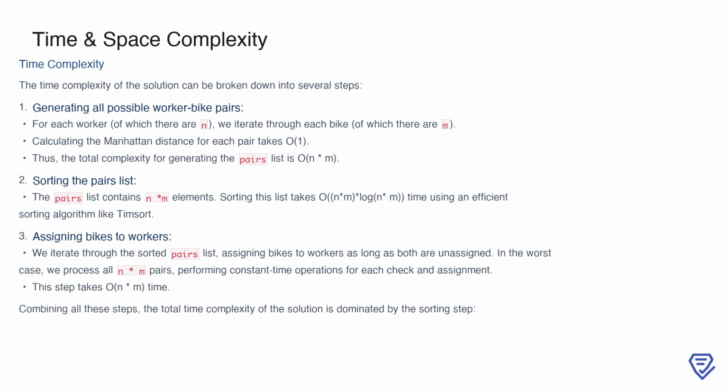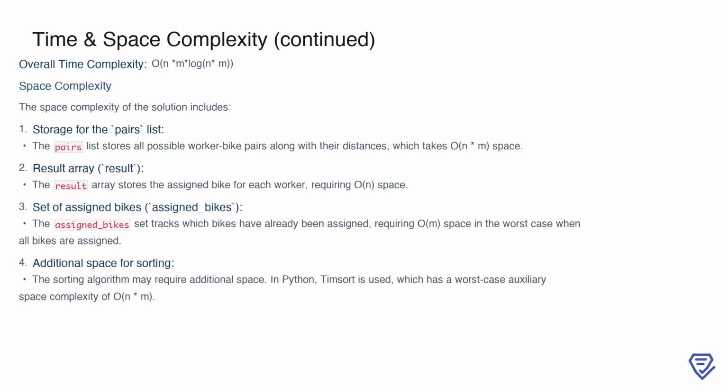n*m*log n*m time. Finally, we assign bikes to workers by iterating through the sorted pairs list. In the worst case, we process all n*m pairs, performing constant time checks and assignments for each. This step adds another n*m to the complexity. When we combine these steps, the sorting operation dominates, giving the overall time complexity of the solution as n*m*log n*m, as sorting the pairs list is the most time-consuming step.